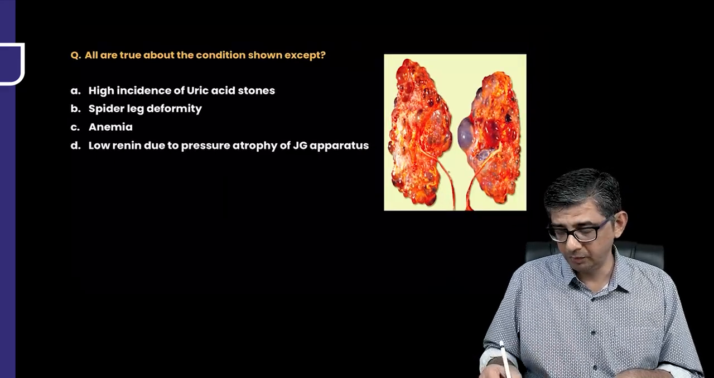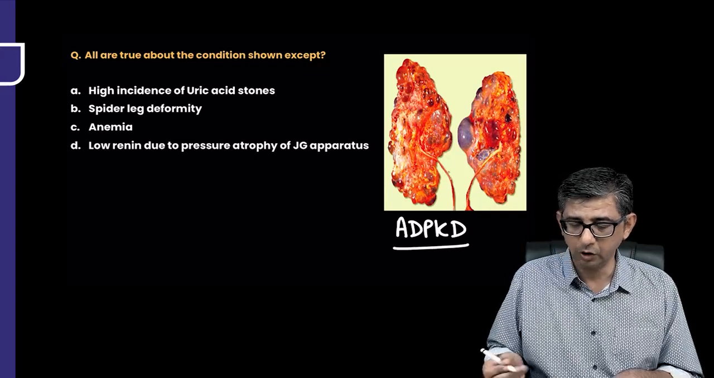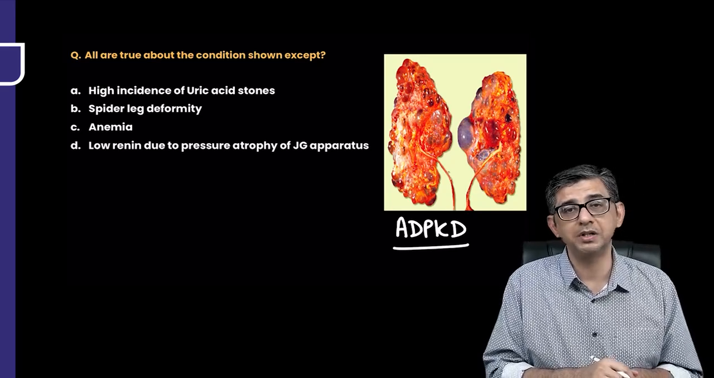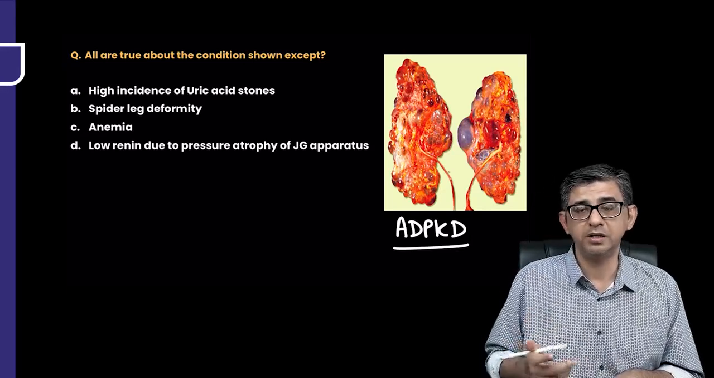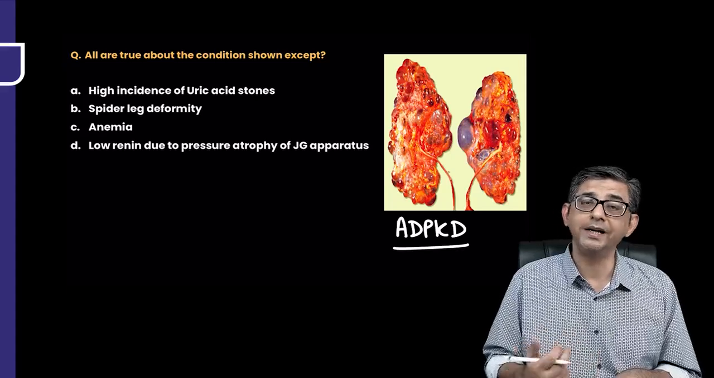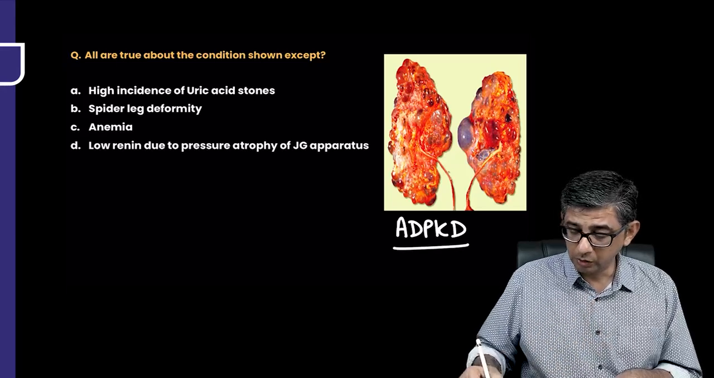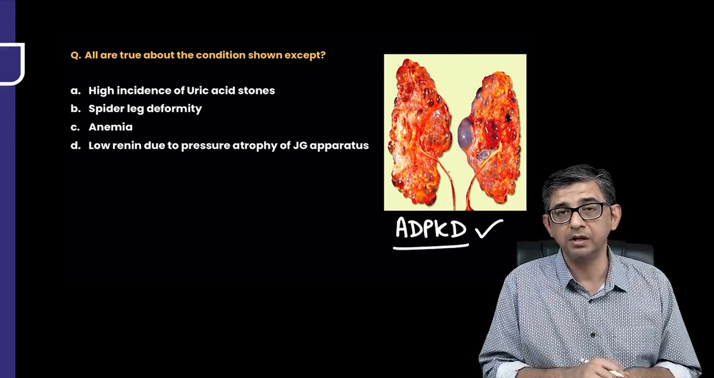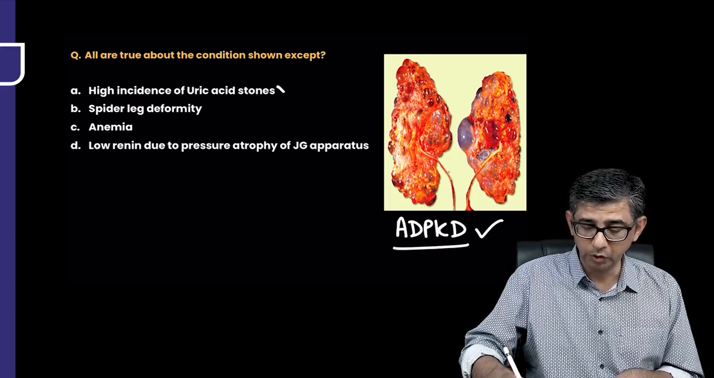Once again, the image that is coming up here is a post-mortem specimen of a person with autosomal dominant polycystic kidney disease, and the question says all of the following are true about this patient except. Because there are malformed kidneys, these people would have a higher incidence of UTI, pyelonephritis, and kidney stones. The commonest type of kidney stone is calcium oxalate. But in autosomal dominant polycystic kidney disease, you do not get a calcium oxalate stone. Surprisingly, guys, the commonest type of kidney stone in ADPKD is uric acid stone.